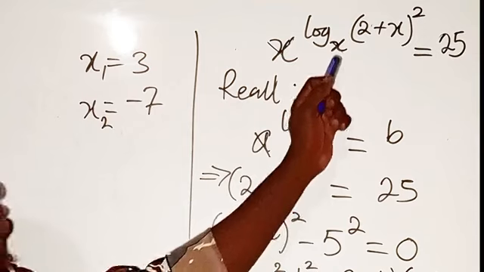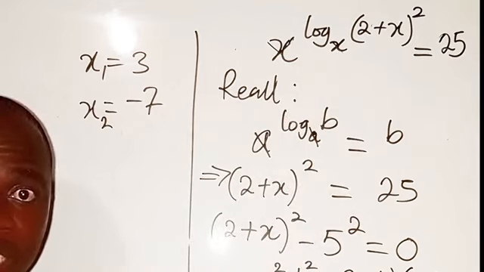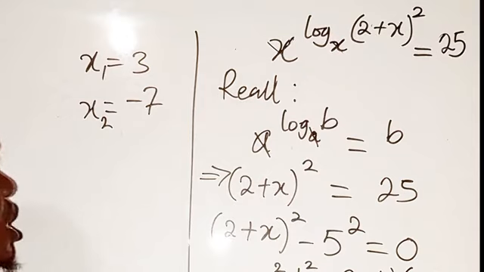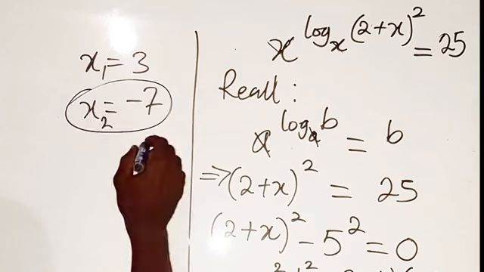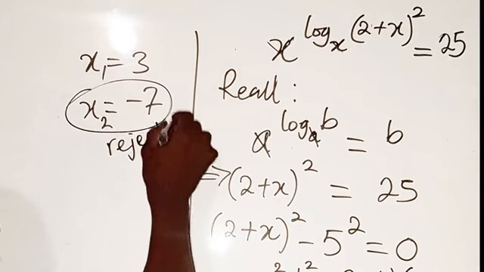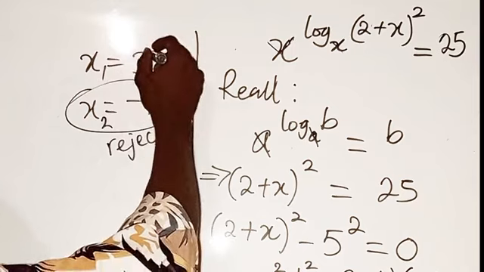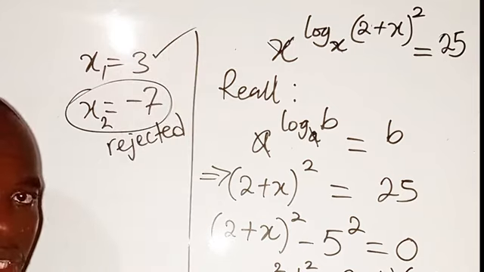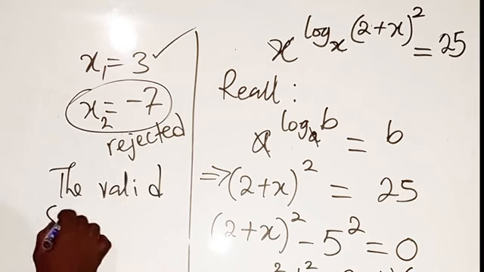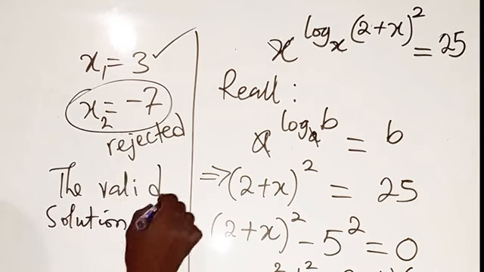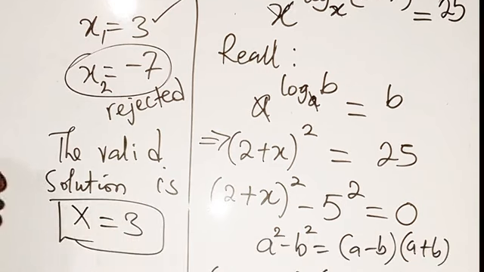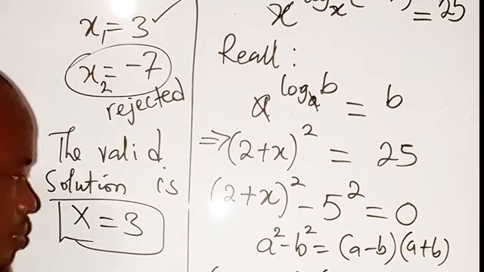First of all, when you have base in logarithm, the base can never be negative number. And when you look at this place here, you can see we have the x to be negative. So therefore, the x here that we got to be minus 7, we have to be rejected. So we have to reject this. This one will be rejected. So the only possible solution here is x equals 3. So the valid solution is x equals 3, which is the positive value of x.